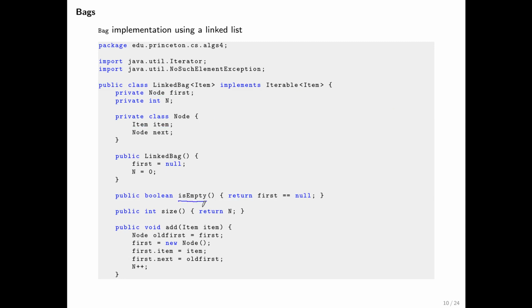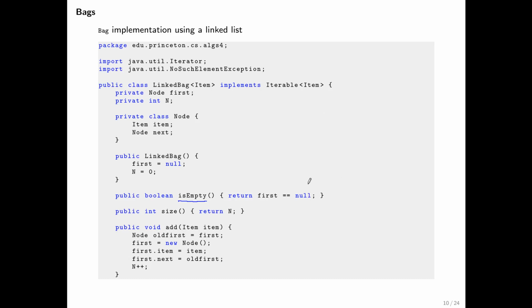So how do you check if the bag is empty? Well, the bag is empty if the linked list is empty. If the linked list is empty, then the first has to be null. Okay, so we simply compare first versus null. So if first is pointing to a null, then the linked list is empty, meaning the bag is also empty.